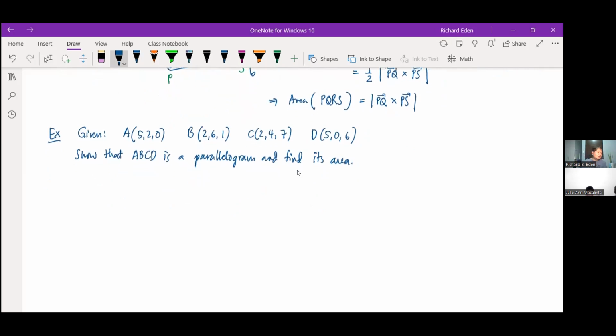Okay. So we don't intend to draw this in 3-dimensional space, but let's say, just so we can visualize, let's say this is A, and then this is B, and then this is C, and then this is D. So we want to show that we have a parallelogram out of these 4 points.